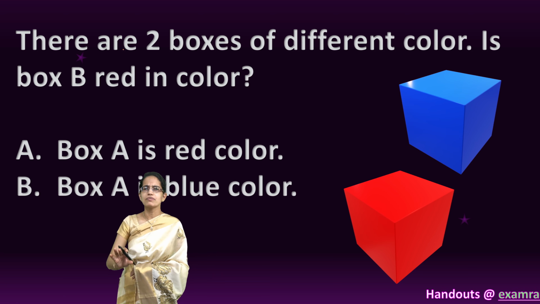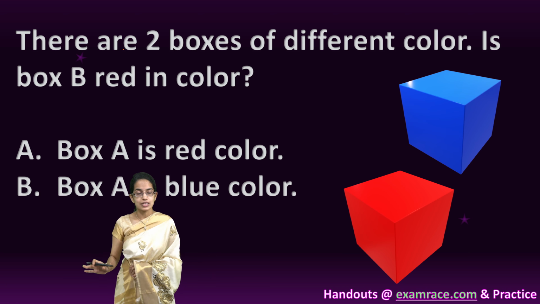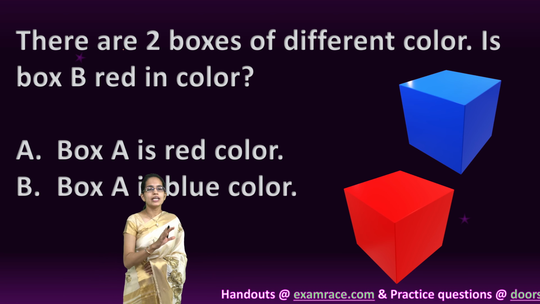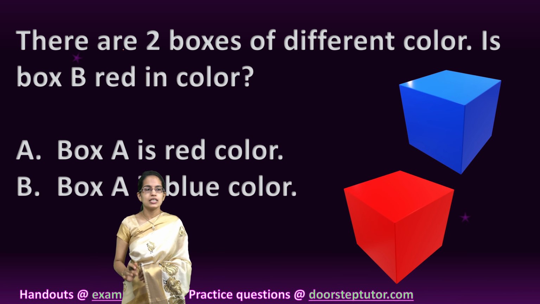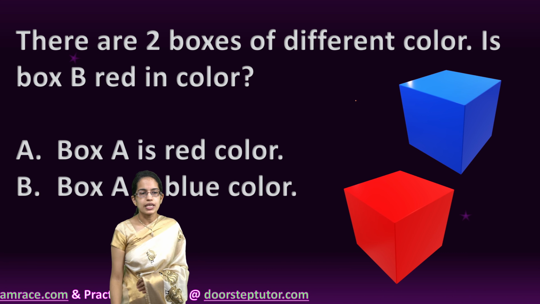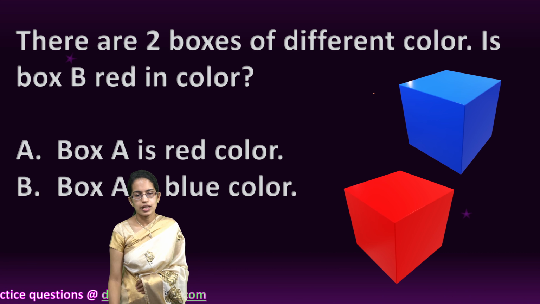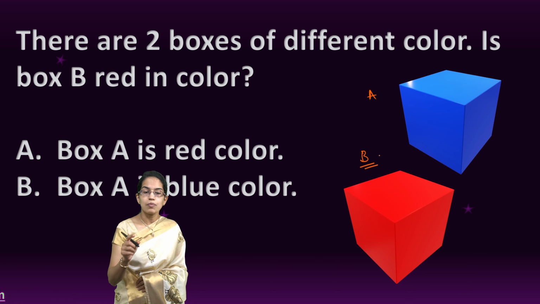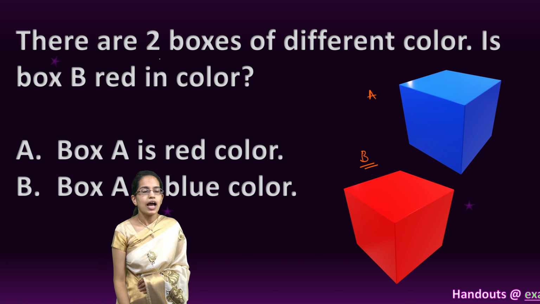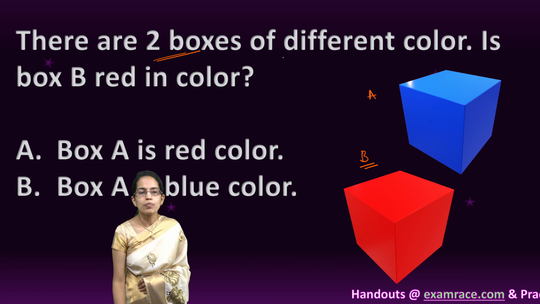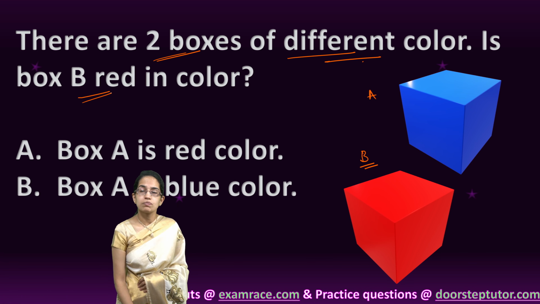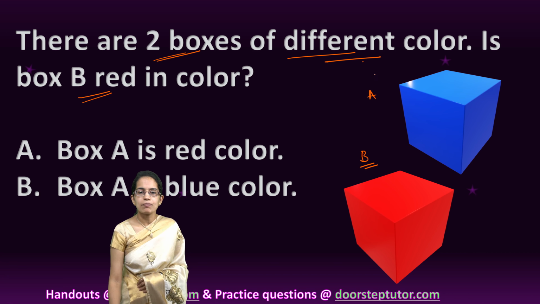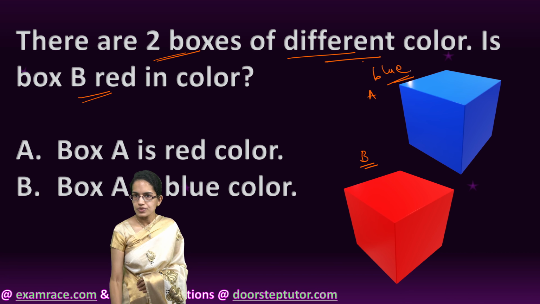So we are beginning with a very simple example to help you understand this picture very clearly. There are 2 boxes of different color. Now the given question is, is the box B red in color? So let's say this is box A and this is B. My question is, is the box B red in color? And the given statement is, 2 boxes are of different color. That means if I want my box B to be red in color, my box A should be blue in color. As simple as that.